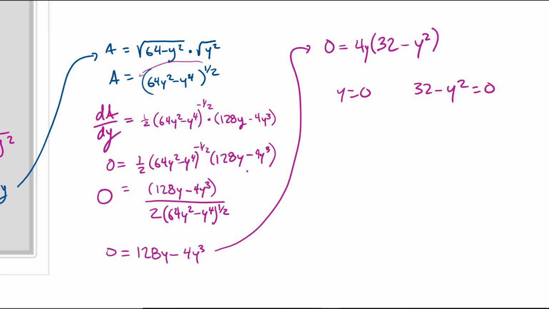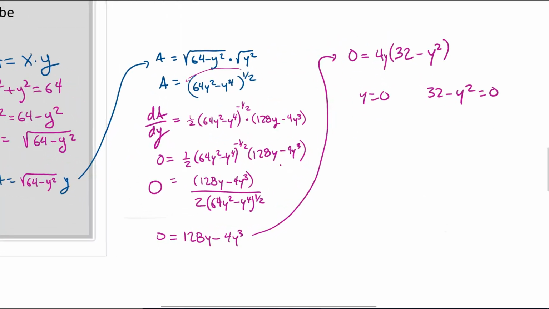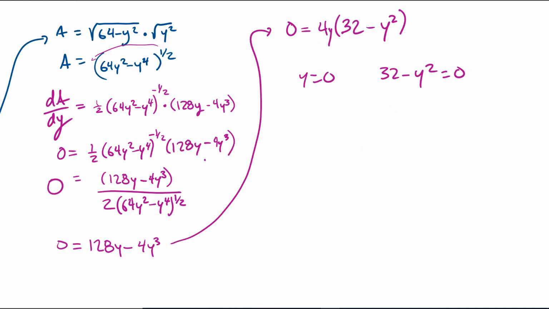Now, can you figure out which one's going to give you the minimum and which one's going to give you the maximum? Any guesses? Maybe it's going to be the one that's 0, where y is equal to absolutely nothing. And we're trying to find the largest area. So do you mind if we just cross this one out? Cool, and we can just solve for the other y.